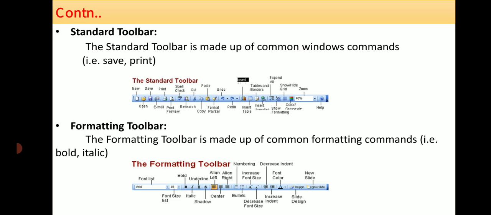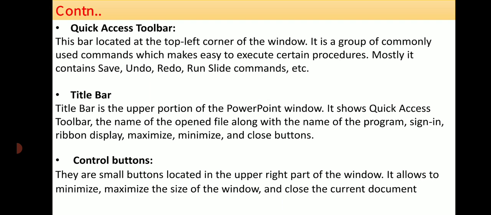A formatting toolbar is made up of common formatting commands. Formatting toolbar, in the sense that certain text you can select. Suppose you want to change the font style of that, like maybe the size you want to change, or the style, or you want to make it bold, italic, underline, or you have to provide alignment like this. Some format you want to provide for the text. In that case, we are using this formatting toolbar.